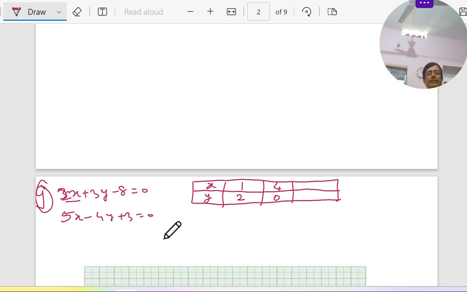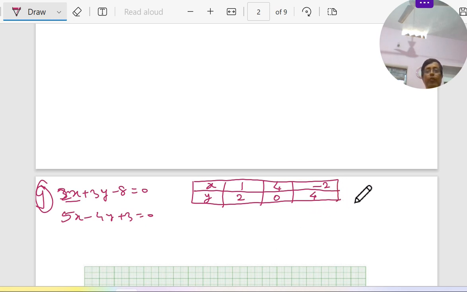Suppose I take x is equal to minus 2. If you take minus 2, you will get y is equal to 4. You just check here. x is equal to minus 2, that means you will get 2 times minus 2 is minus 4, minus 4 plus 3y minus 8. So you will get 3y minus 12 is equal to 0. Minus 12 will go that side, that will give you a positive value. So you will get 3y is equal to 12. That means y is equal to 4. So here you get 4, because 3y is equal to 12. So you got here minus 2, 4.